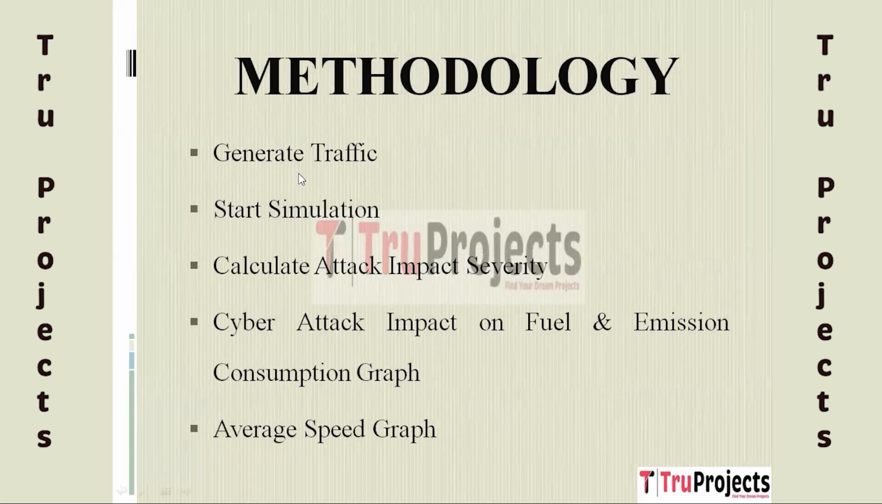The first module is Generate Traffic. In this module, a simulated traffic scenario is generated with a specified number of vehicles. Each vehicle's speed and location details are initialized, creating a virtual traffic environment for the simulation. The second module is Start Simulation. Upon activating this module, the simulation of the generated traffic scenario begins. Vehicles start moving based on their initialized speeds and positions. The simulation progresses and potential interactions between vehicles are observed.